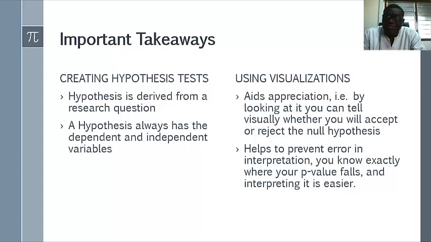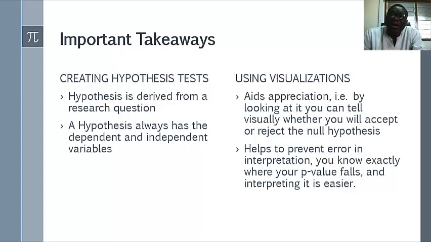Important takeaways. We have two key important takeaways for this presentation. They include creating hypothesis tests and using visualization. Under creating the hypothesis test, the key takeaways include the following. 1. Hypothesis is derived from a research question. 2. A hypothesis always has the dependent and independent variables.